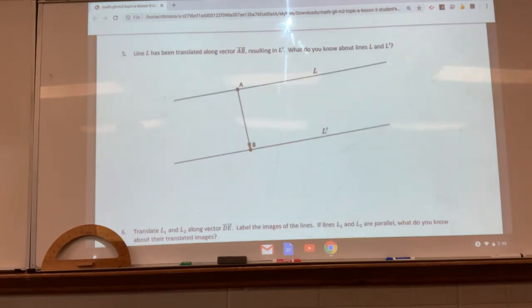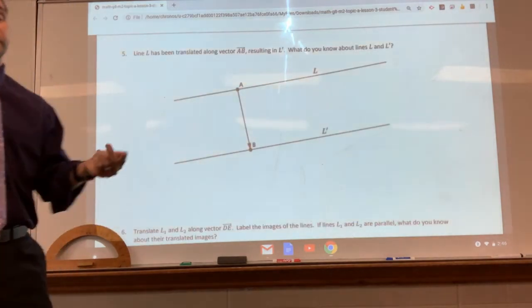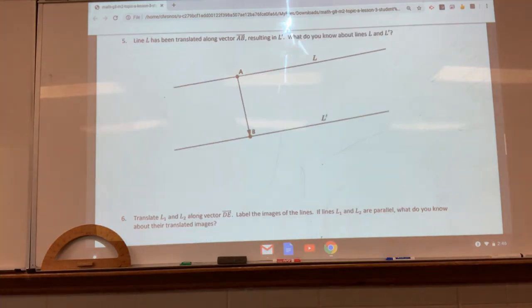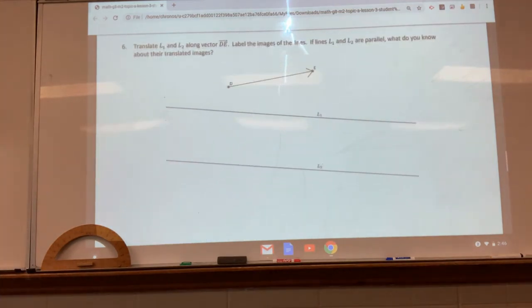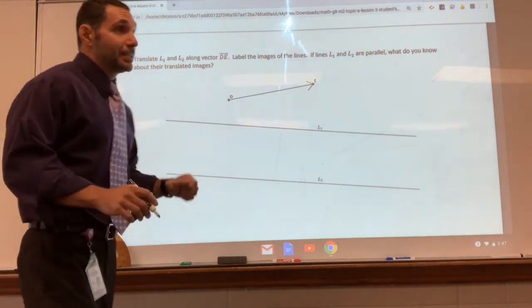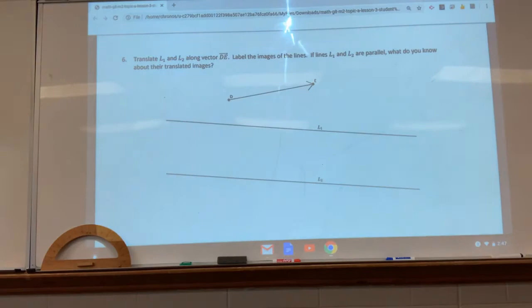So I want you to tell me everything that you know about this, whether it's parallel, perpendicular, whatever. I'm going to check this one. Let's move on. Translate L1 and L2 along vector DE. So again, you're going to need your tracing paper because you need your remainder. Okay, so go ahead and get your tracing paper.